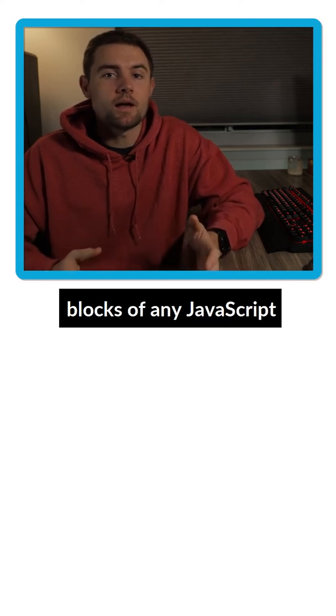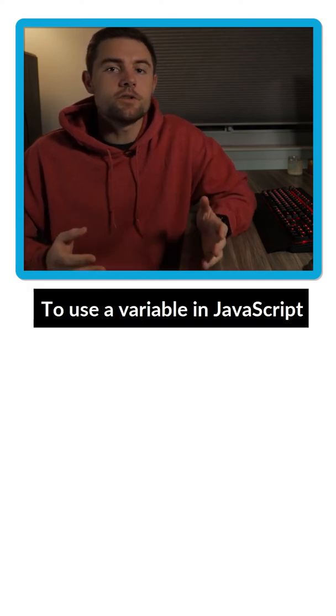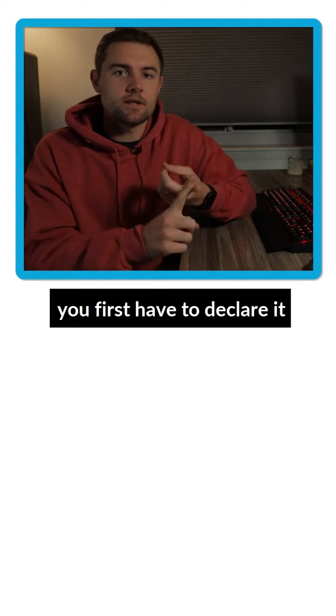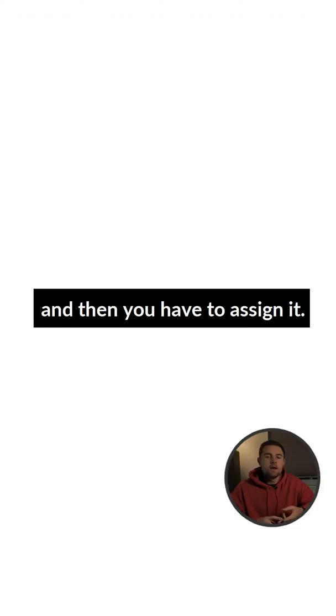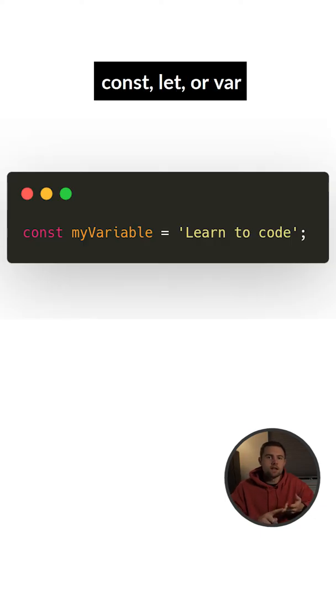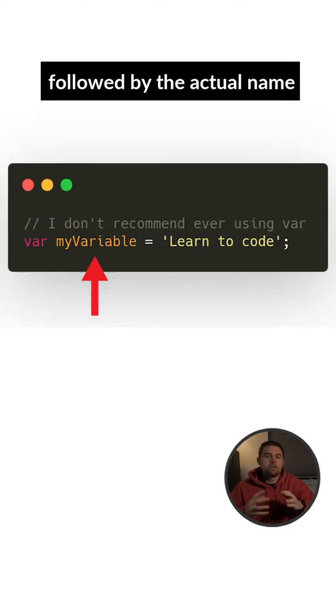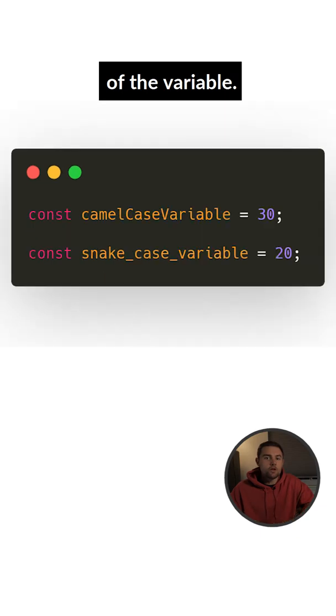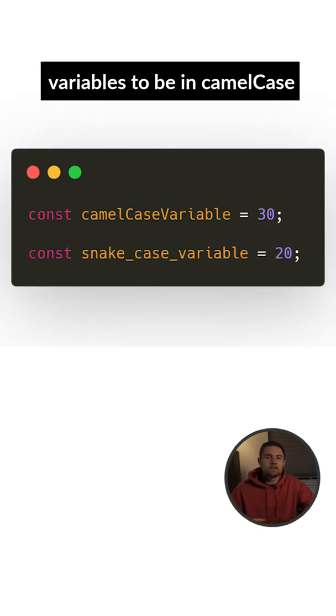Variables are the building blocks of any JavaScript program. To use a variable in JavaScript, you first have to declare it and then you have to assign it. To declare it, you have to use a reserved keyword such as const, let, or var, followed by the actual name of the variable.